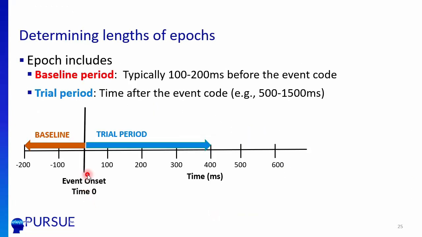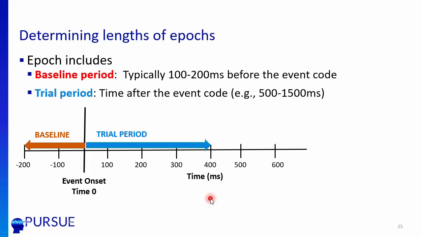So the epoch starts at time 0, which is when, for example, a stimulus appears on the screen. That's most prototypical, but you could have response-locked ERPs, in which case time 0 would be when the response happens. The window starts at time 0 when the stimulus is on the screen and extends for some period of time. And this I always determine in advance.